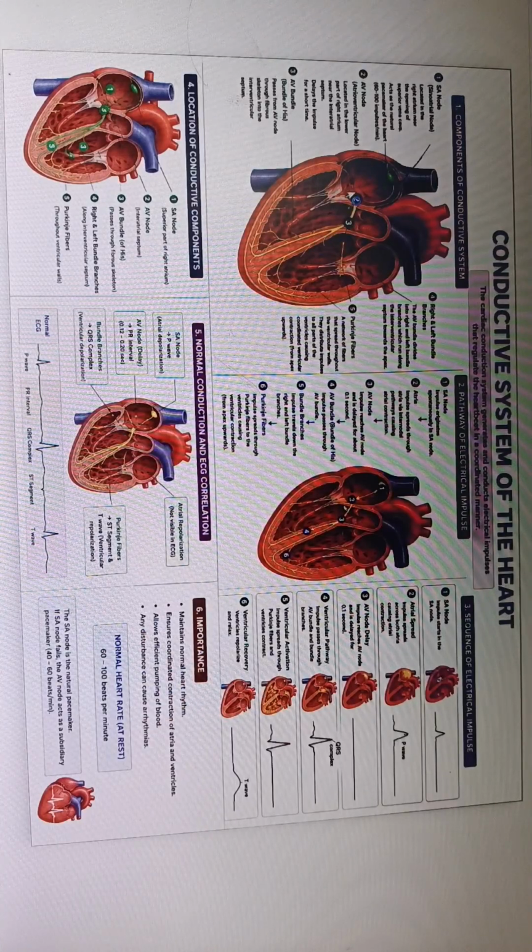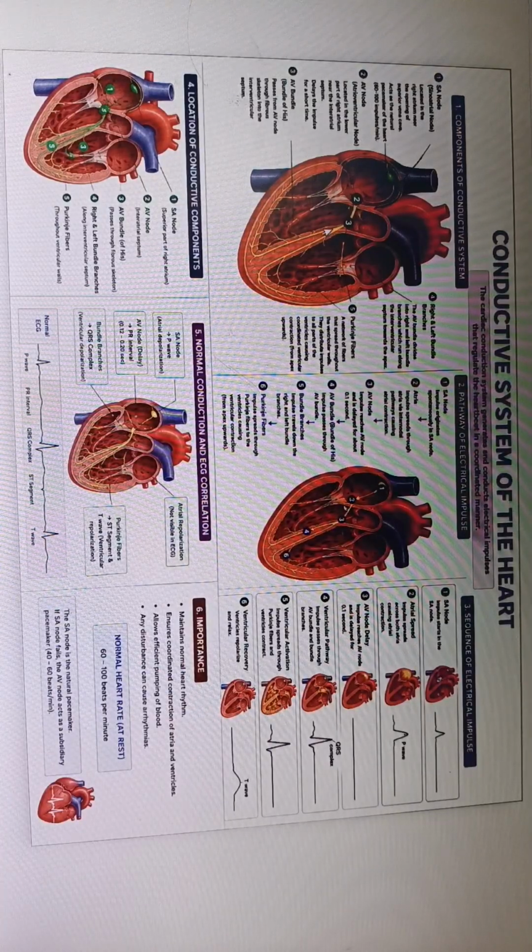Next one is the AV node. The AV node, also called the atrioventricular node, is located in the lower part of the right atrium near the interatrial septum. Next component is the bundle of His. This is located at the interatrial septum. It passes from the AV node through the fibrous skeleton into the interventricular septum.